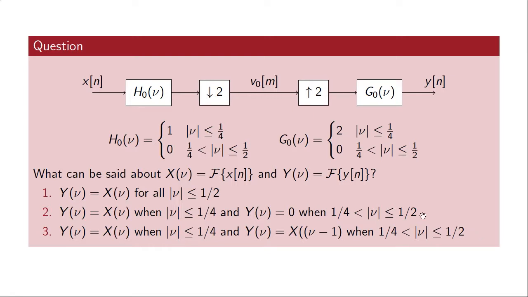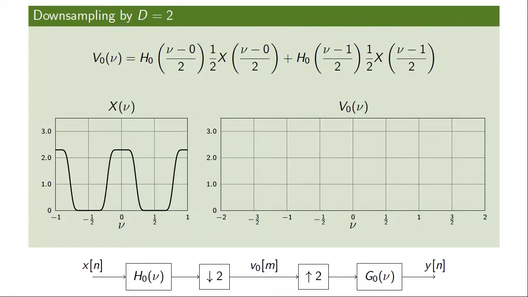Well, the correct answer is option number 2. So if we built this system, the discrete time Fourier transform of the output would be equal to the discrete time Fourier transform of the input, but only for frequencies up to 1/4. And we'll see that later on in an example. So let's consider that example.